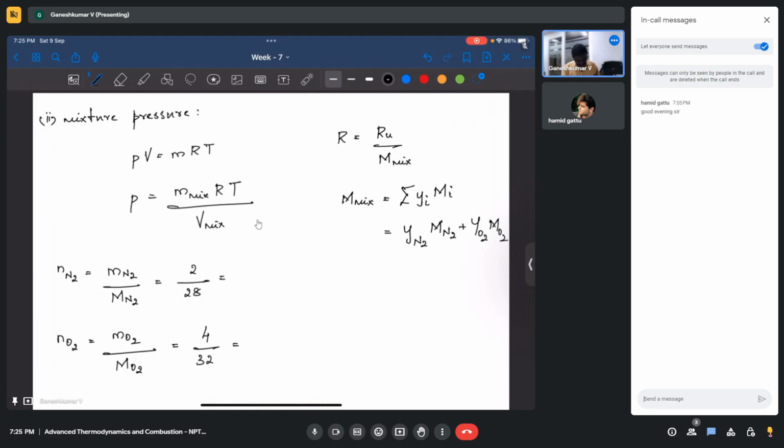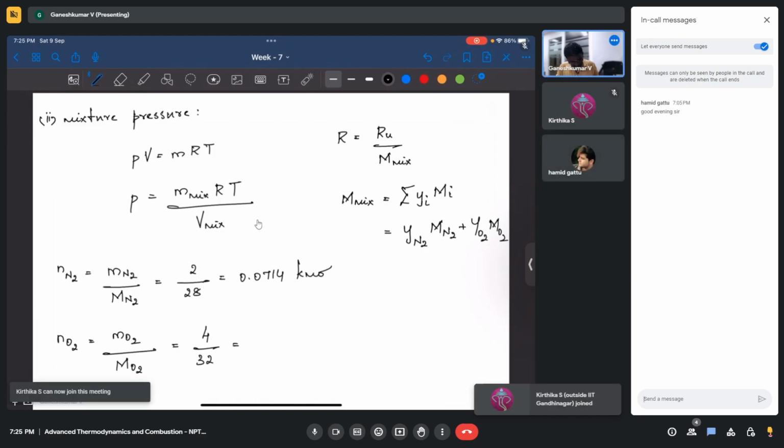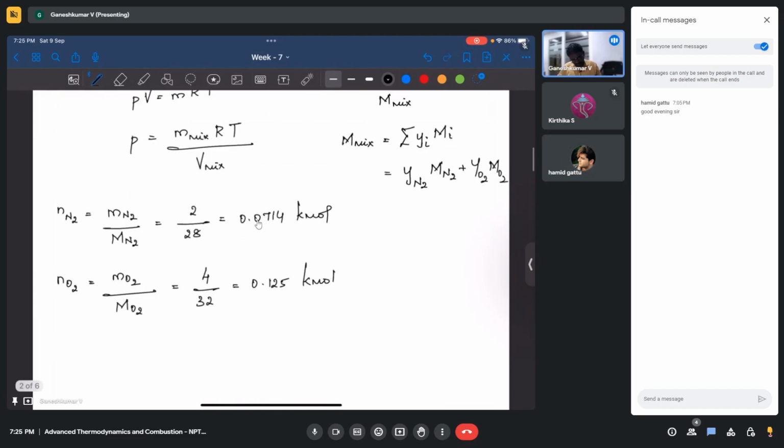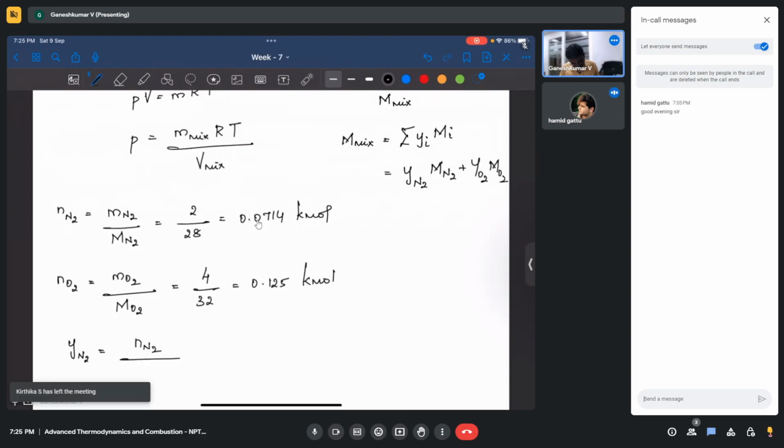What is this coming out to be? So n of N2 is 0.0714 and n of O2 is 0.125. It is going to be in kilomoles. And you can calculate the mole fractions. y of N2 is going to be n of N2 divided by the total moles, 0.0714 divided by 0.1964.